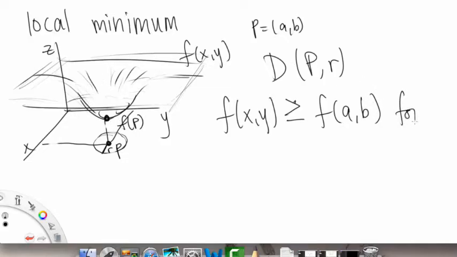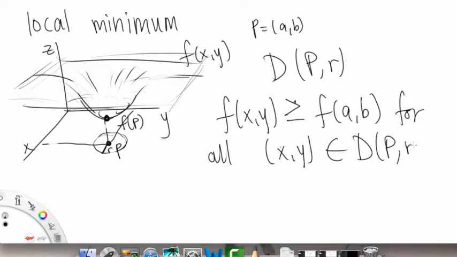For all xy within that disk, the disk surrounding P with radius R. And that's basically it. It's just saying that at all of the other points right around P, the surface is higher than, or above, the value of our function at P. So everything else is above it up here. All right, so that's what it is conceptually.